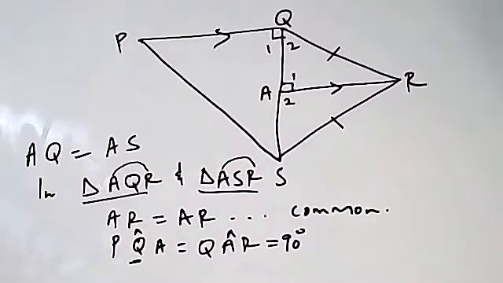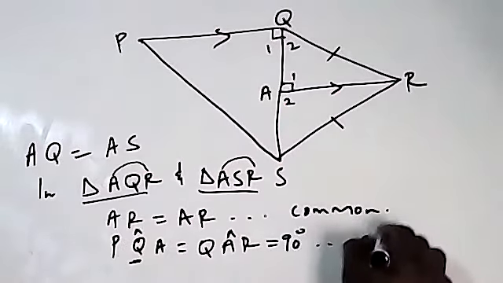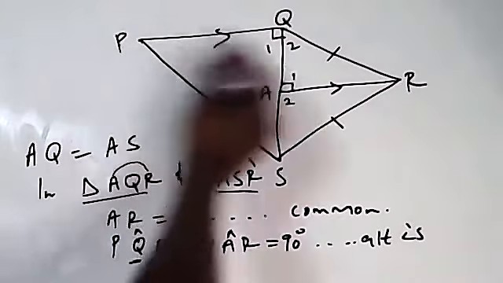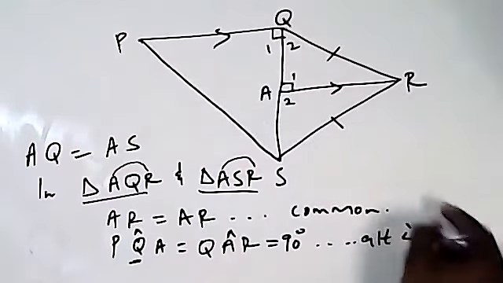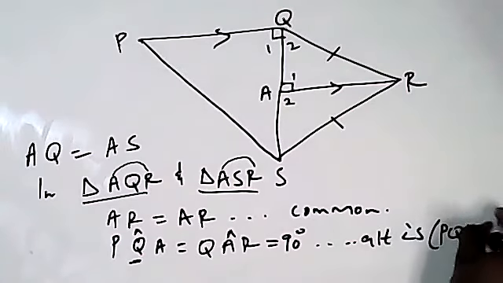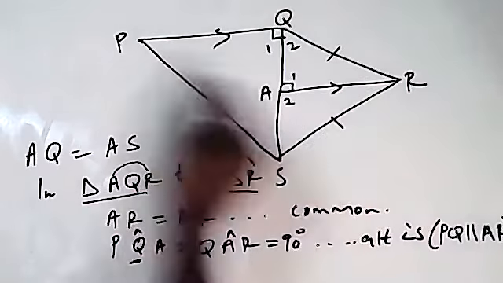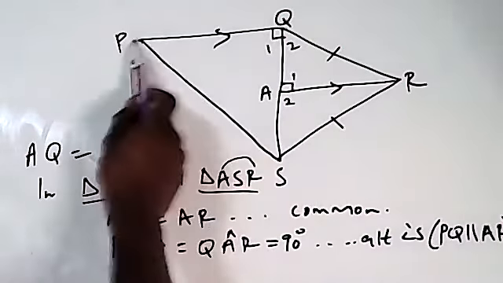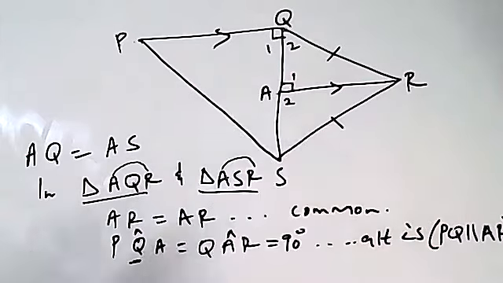So the reason we said is alternating angles. And every time you state alternating angles, you must say which lines are parallel. So we have PQ parallel to AR. Remember, parallel lines are the ones that never touch. We are given PQ parallel to AR. Does it make sense?